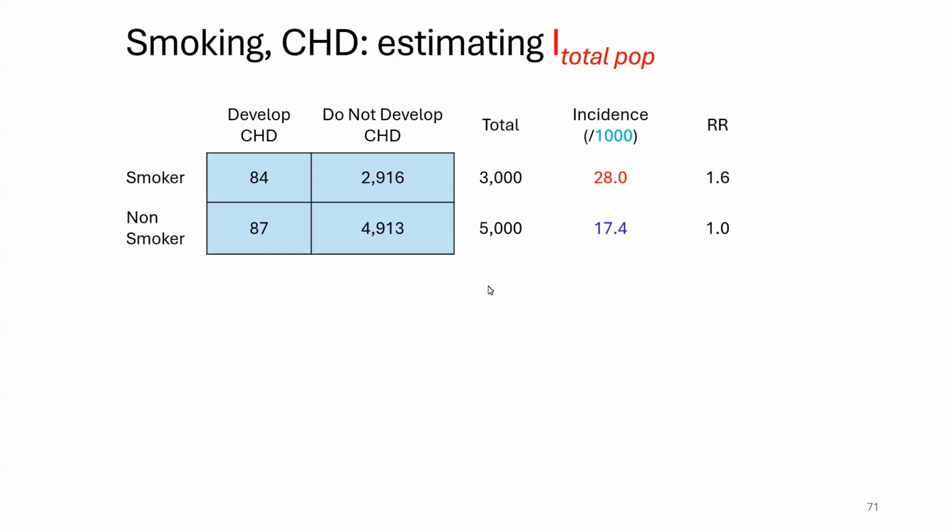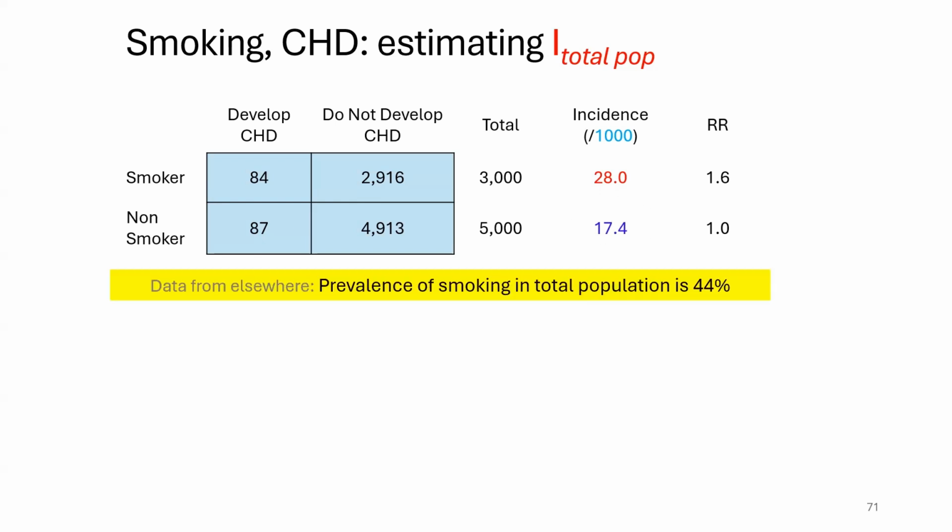So let's take what we've just learned and apply it to our example looking at smoking and coronary heart disease. We've already calculated our incidence in the exposed and our incidence in the unexposed. Say we get data from another place, and that gives us the prevalence of the exposure, or smoking, in the total population, which is 44%. The key here is that you're not looking for prevalence in the disease or of the disease, you're looking for prevalence of the exposure.